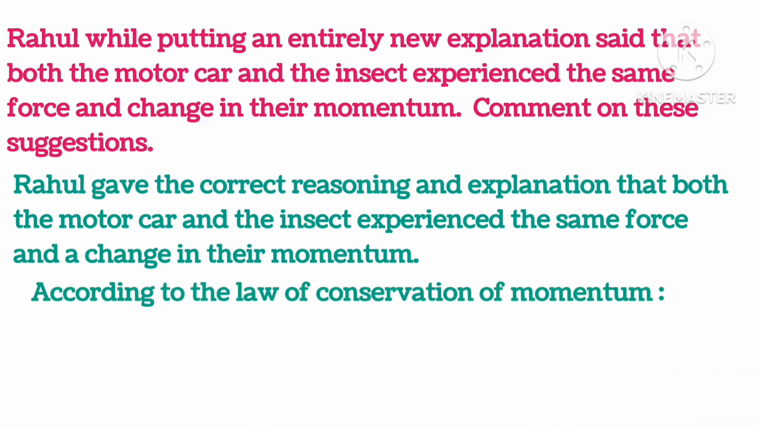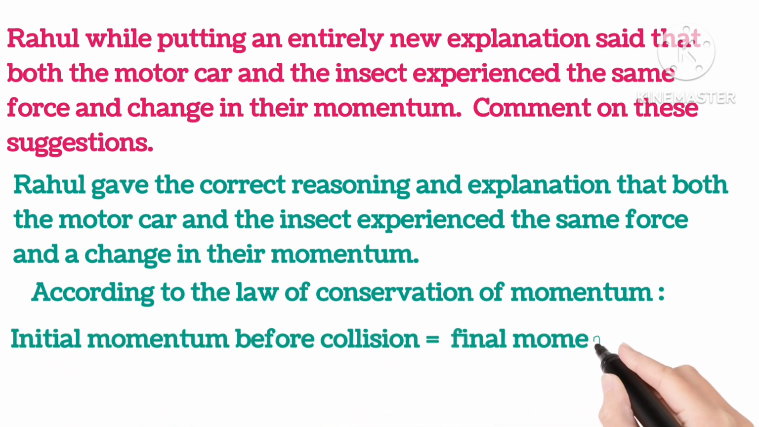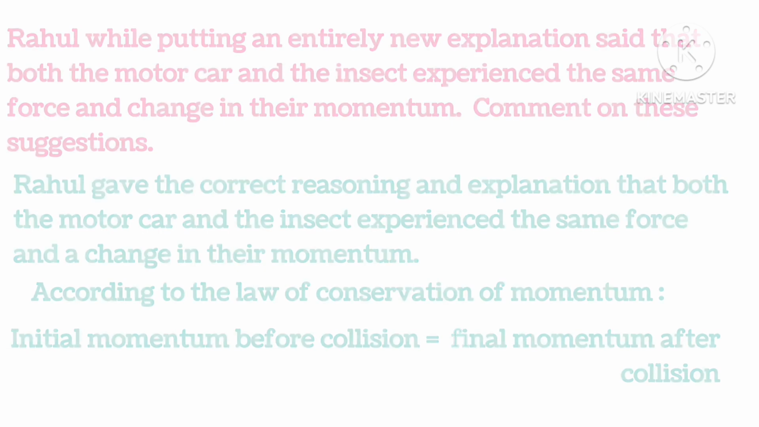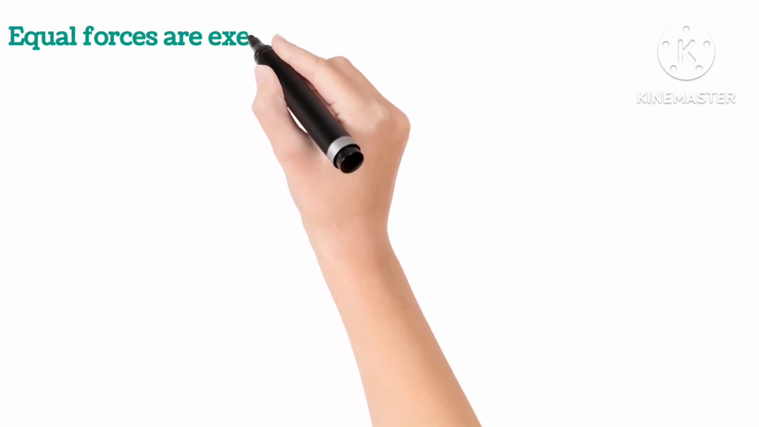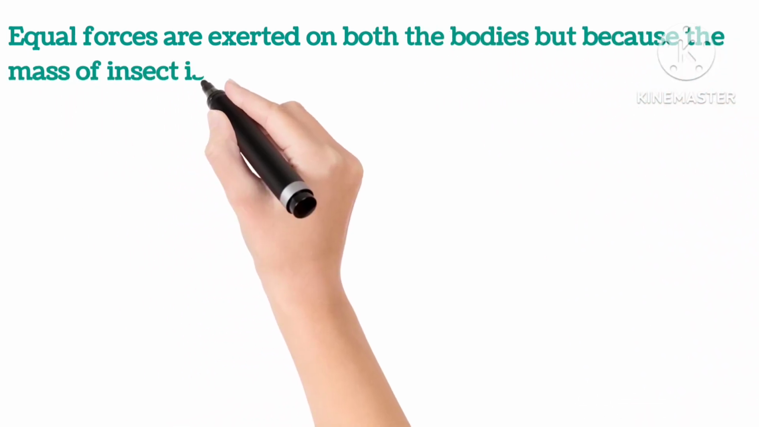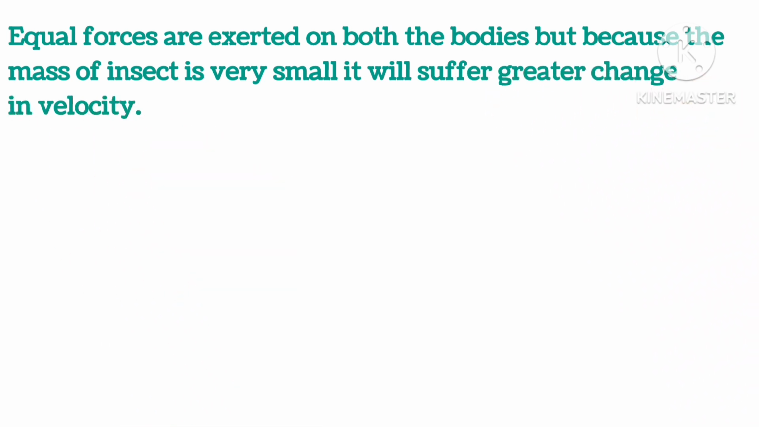According to the law of conservation of momentum, initial momentum before collision is equal to final momentum after collision. So, equal forces are exerted on both the bodies, but because the mass of the insect is very small, it will suffer a greater change in velocity.